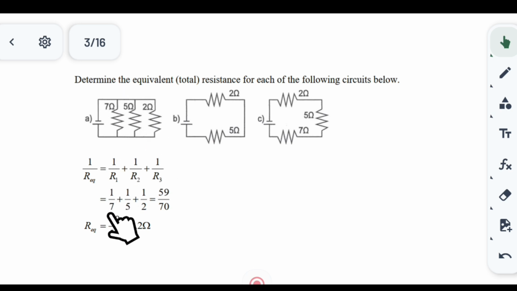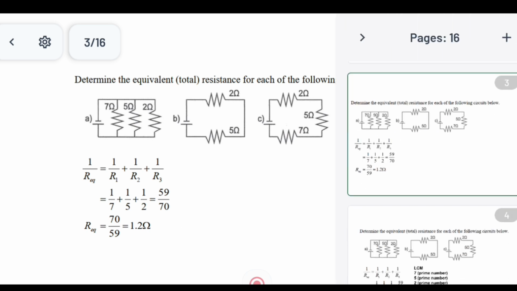So if you have 7, then that will be 1 over 7 for the first resistance. For 5 ohms, that will be 1 over 5. For 2, that will be 1 over 2. And then you have to add that. You will have 59 over 70. How did you get the 59 over 70?